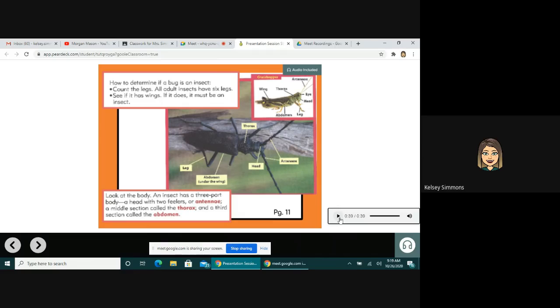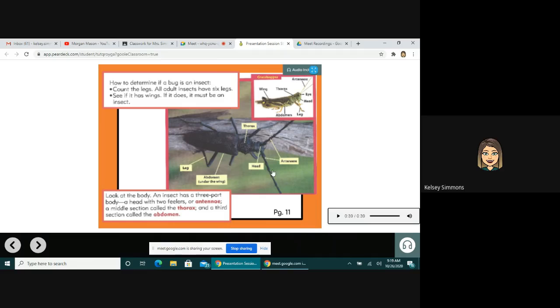Okay, guys, so again, if we look at this, it's telling us the different parts of insects. So if we see down here, we have special words bold and in red. We talked about these last week as being text features. They are bold and in red to draw our attention to these words because they are important to our text. Antennae is the 2 feelers that are on the head of an insect. Also, a thorax is the middle section of the bug. Then, the abdomen is their third section.